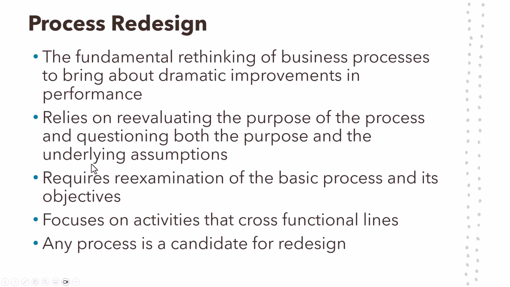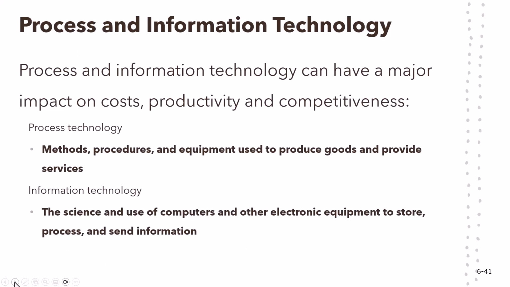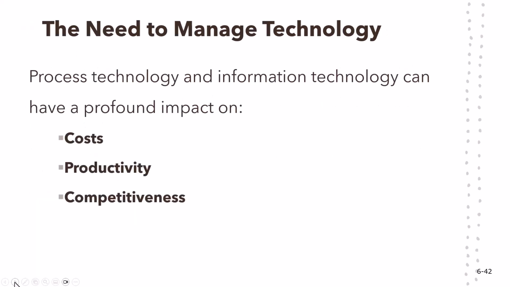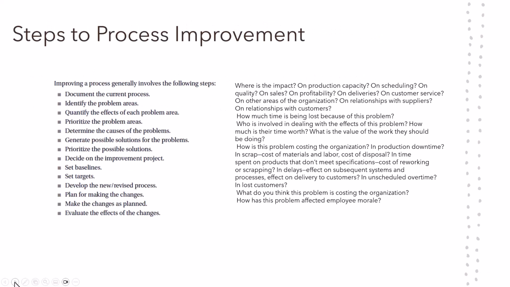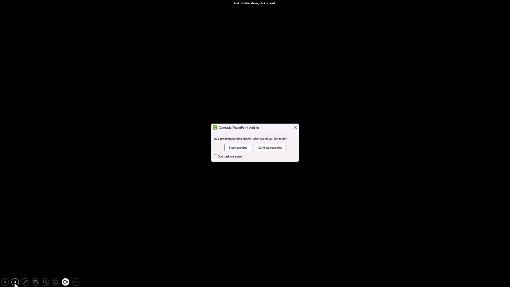So you rely on reevaluating the purpose of the process. You reevaluate the underlying assumptions of the process. It requires examination of the basic process and its objectives, and any activity that you do can be a candidate for redesign. Technology is supposed to make processes easier, but doesn't always help. There are several steps that you can look at for process improvement, and you find that in the text, and that's it.